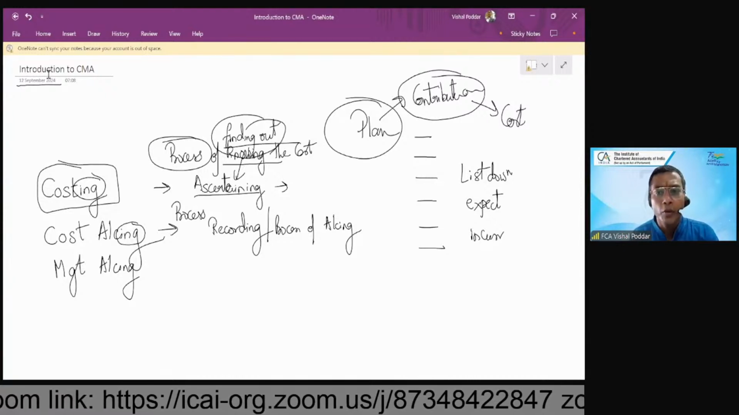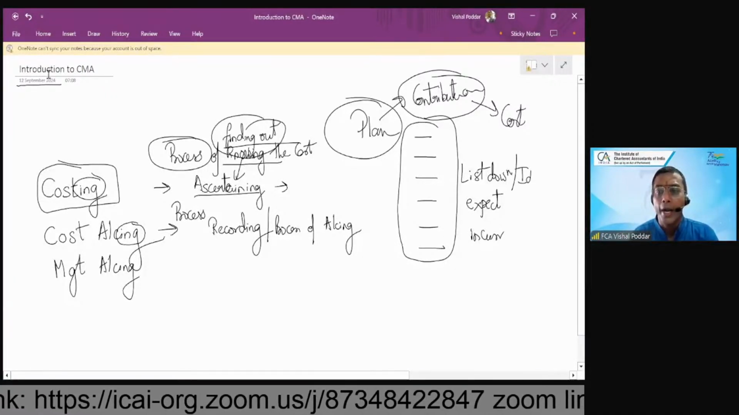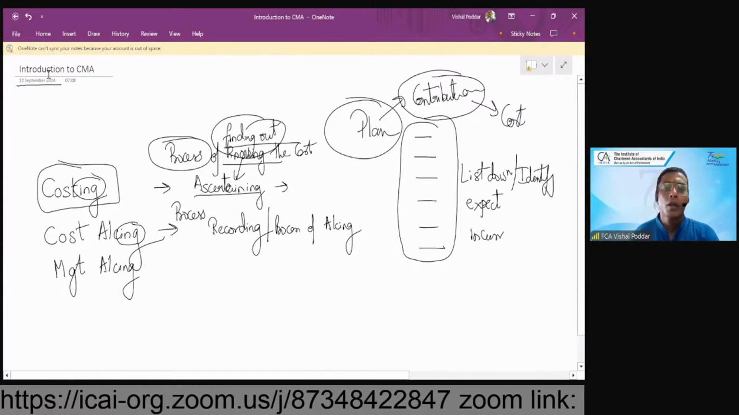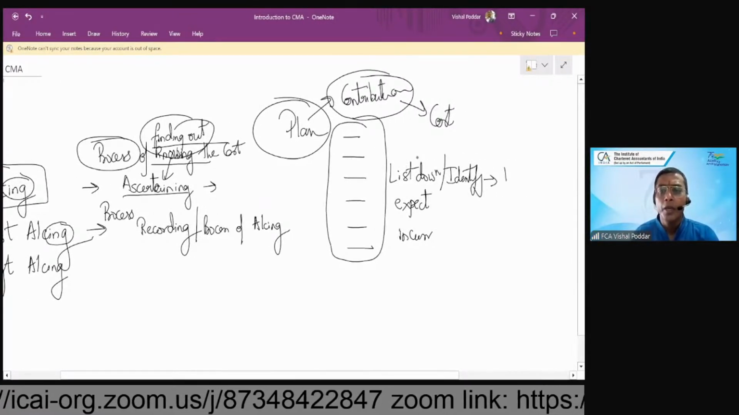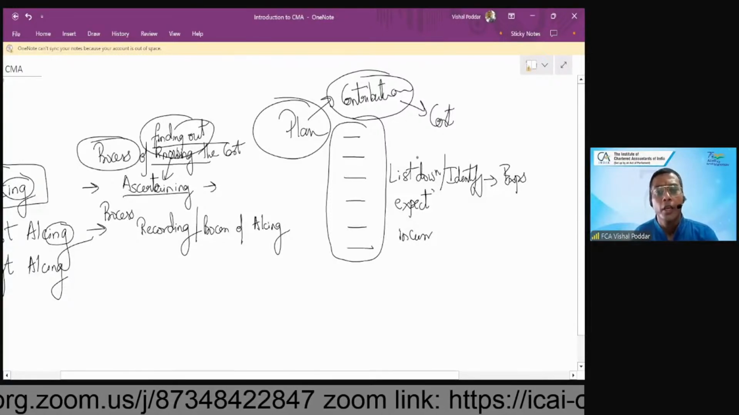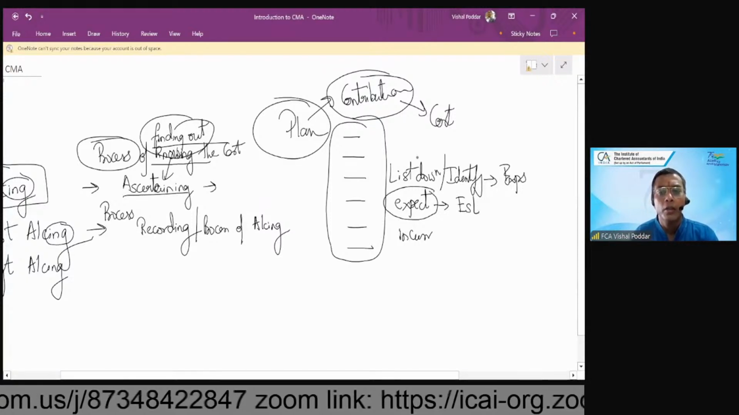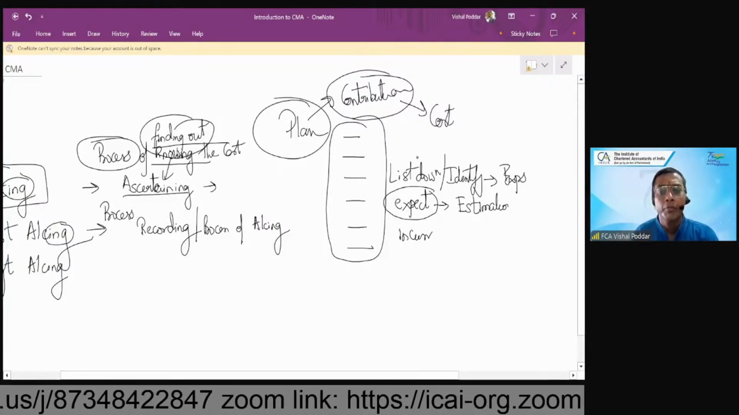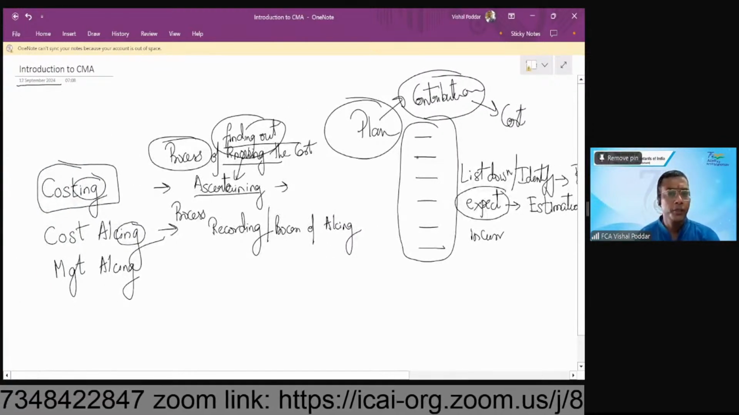Now, what is the process of costing? You list down. I will use another word for this. You identify. What have you identified? You have identified what could be my expenses. Most important thing is, this is done on expectation basis. I'll put another word, on estimation basis. Now, this is something interesting. Why is it on expectation or estimation basis?